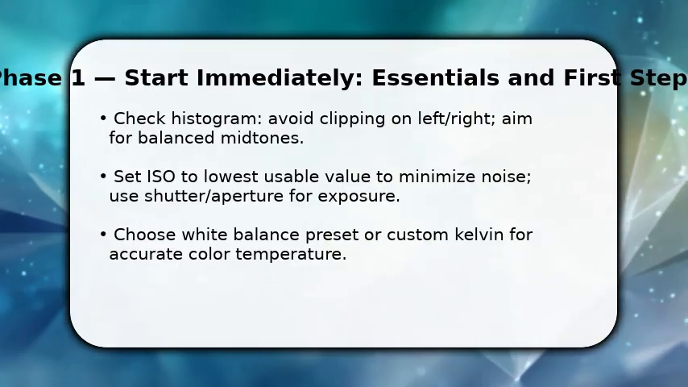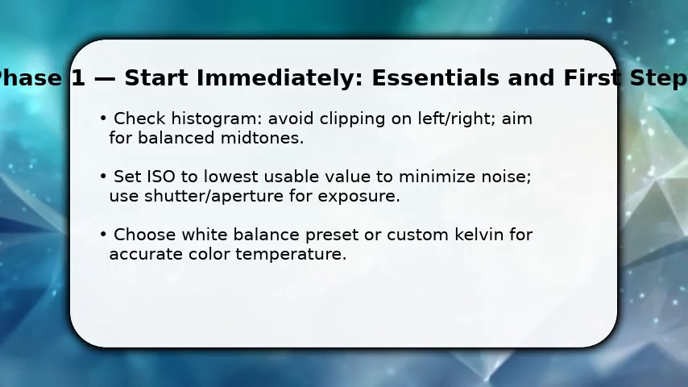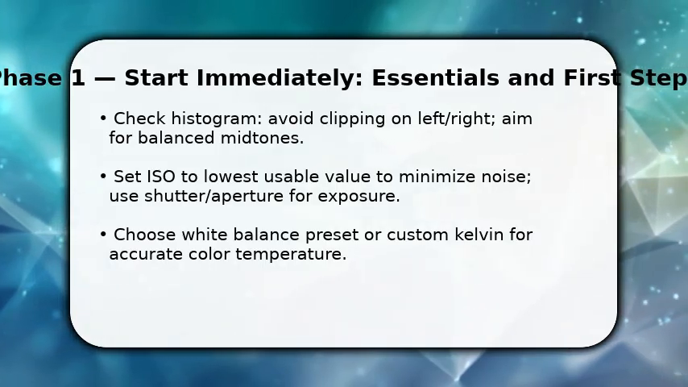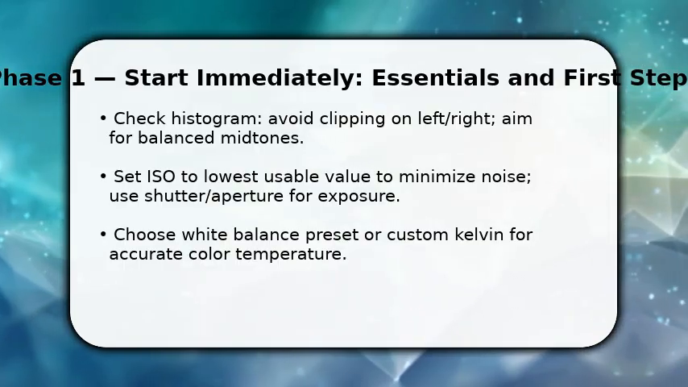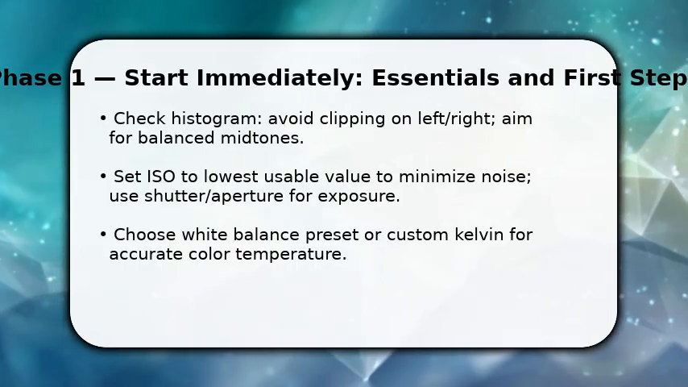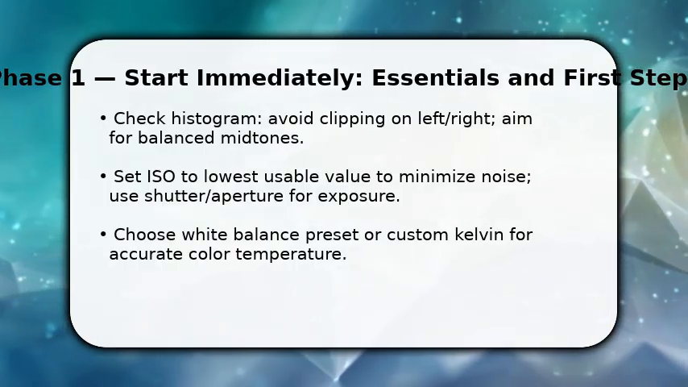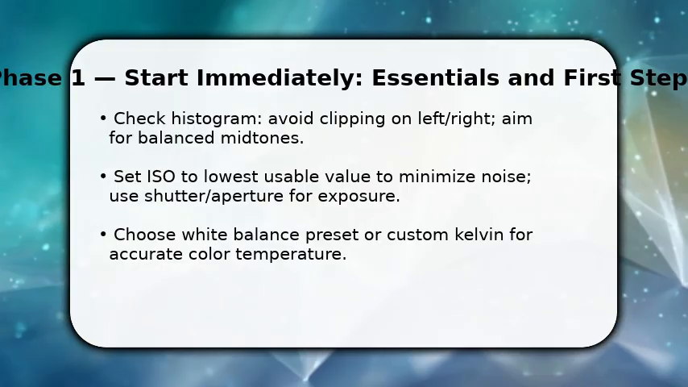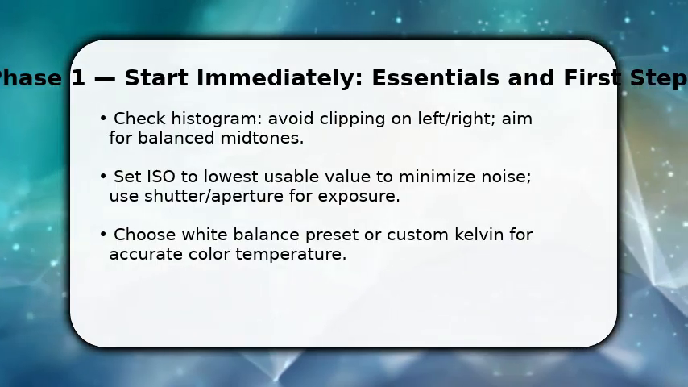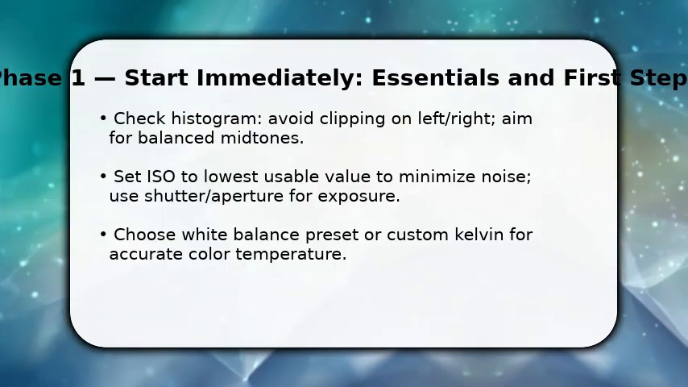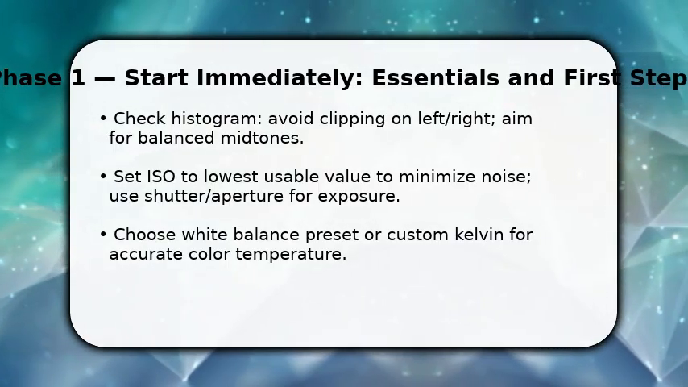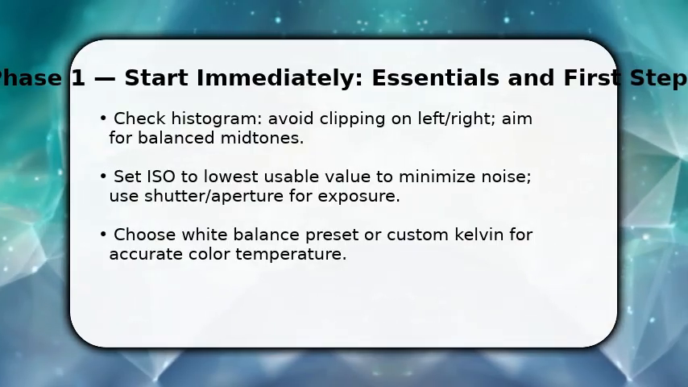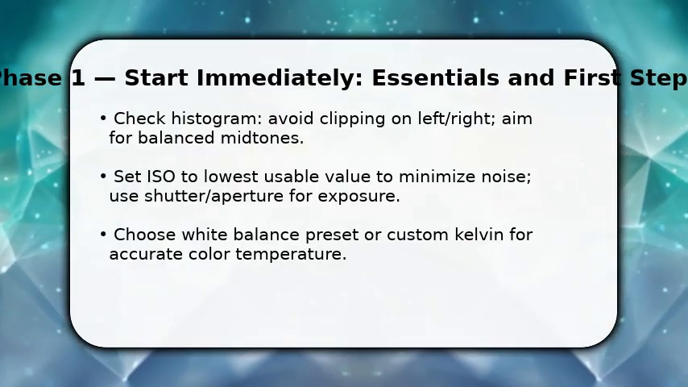You begin by assessing the scene. Look at the histogram and meter to find clipping. Set ISO to the lowest practical value because noise destroys detail, then decide whether to change shutter speed or aperture to reach proper exposure. Once done, select a white balance preset or dial a custom Kelvin value to match the light source. This fixes color casts early. Make sure to lock exposure if you plan to recompose, and move quickly to capture consistent frames.